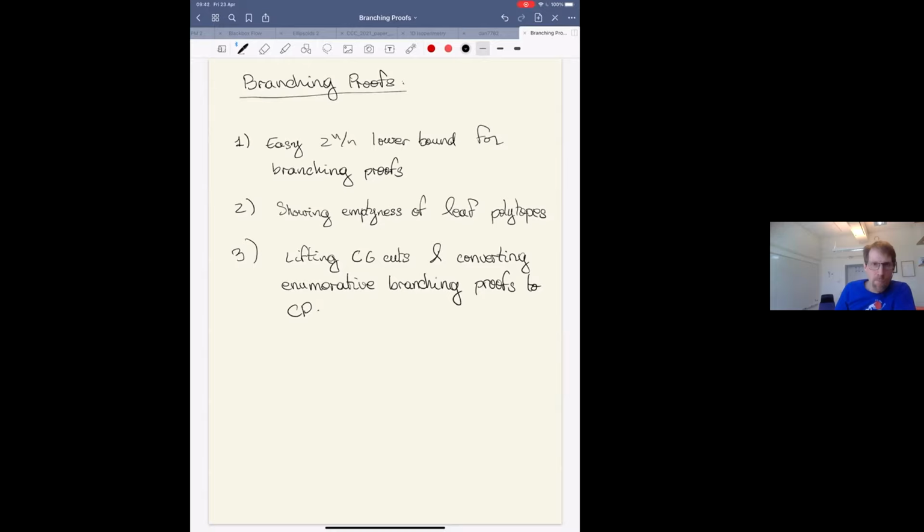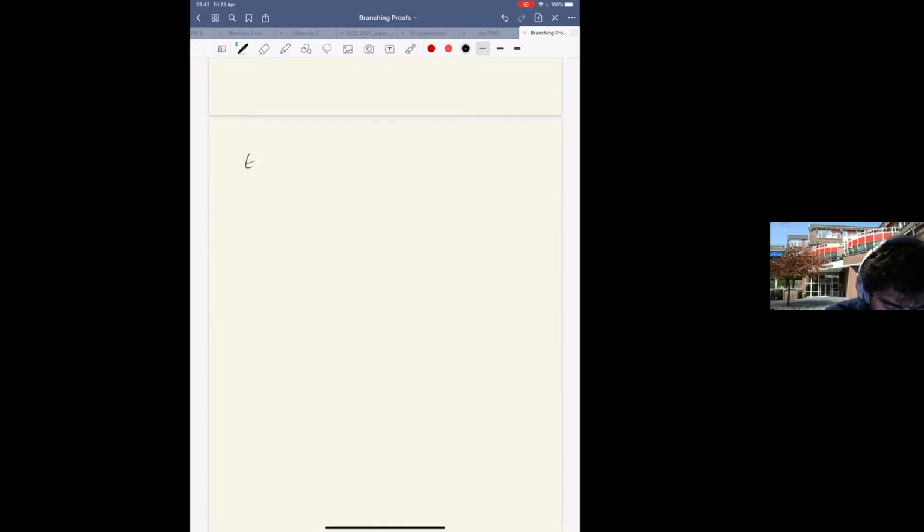So the easy lower bound: you look at the formula, which has all possible clauses of length n. The corresponding polytope is x in {0,1}^n such that the sum over i in S of x_i plus the sum over i not in S of (1 - x_i) is greater than or equal to 1, for all S subset of [n].